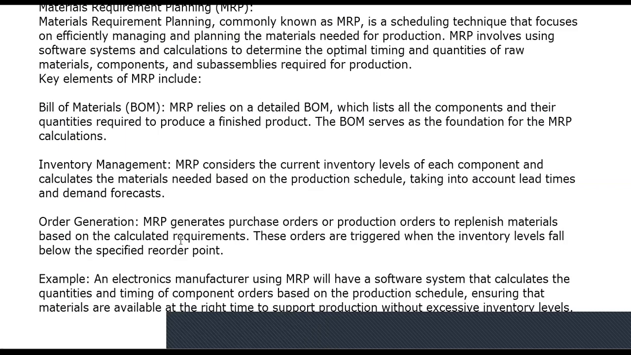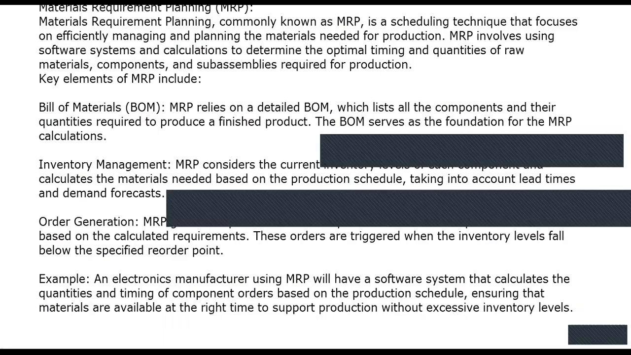Then order generation. MRP will also generate purchase orders or production orders to replenish the materials based on the calculated requirements. These orders will be triggered when the inventory levels fall below a specified reorder point. An example would be a manufacturer who uses MRP software to calculate the quantities and the timing of the component orders based on the production schedule, and also ensure that materials are available at the right time to support production without excessive inventory levels.